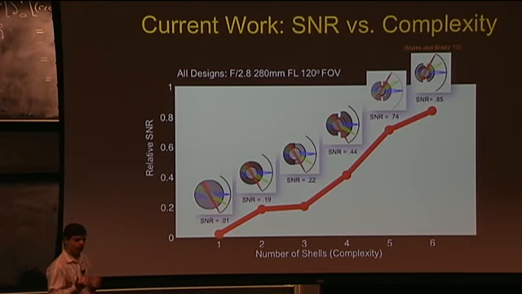Here we're plotting the actual deblurring error. We're plotting the signal-to-noise ratio after deblurring for these spherical shell optics relative to a diffraction limited system. So a diffraction limited system would have an SNR of 1.